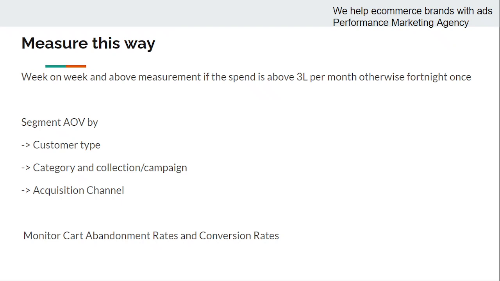Number 2, category and collection campaign: are particular categories contributing to a higher AOV? And the acquisition channel: if you have multiple channels, say Facebook, organic, Instagram, YouTube, everything, then you can segment AOV by acquisition channel also.